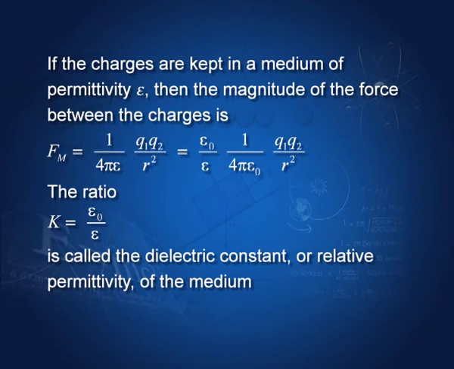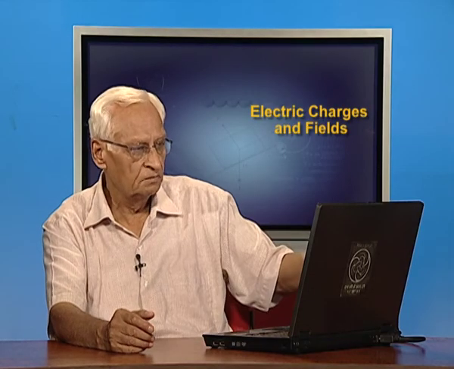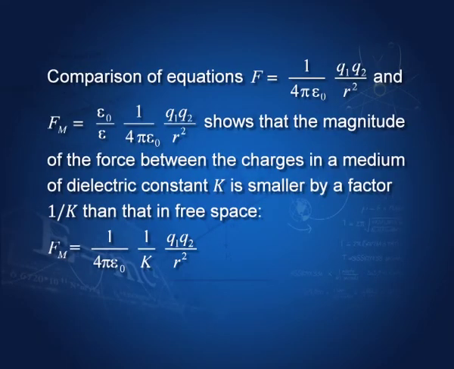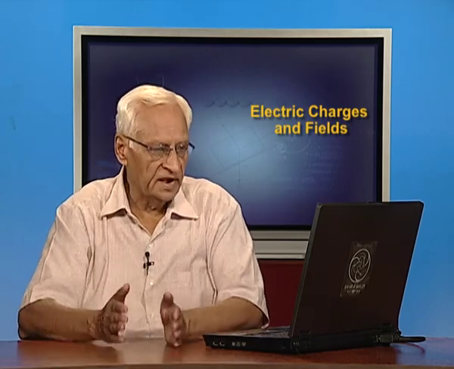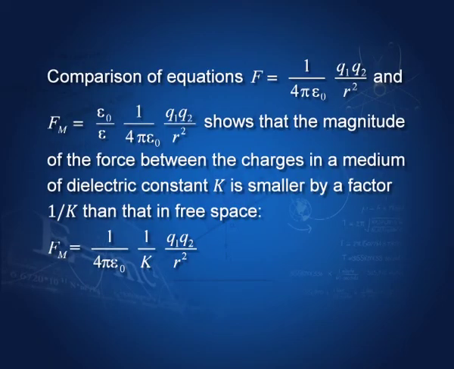We shall see later that the force is actually a vector, how to write in the vector form. But you can see that this comparison of force F is in vacuum, this F is in the medium, and you can see that force in the medium is 1 by k times the force between charges in vacuum. That is, if you go to a medium of dielectric constant k, then the force decreases as 1 by k.